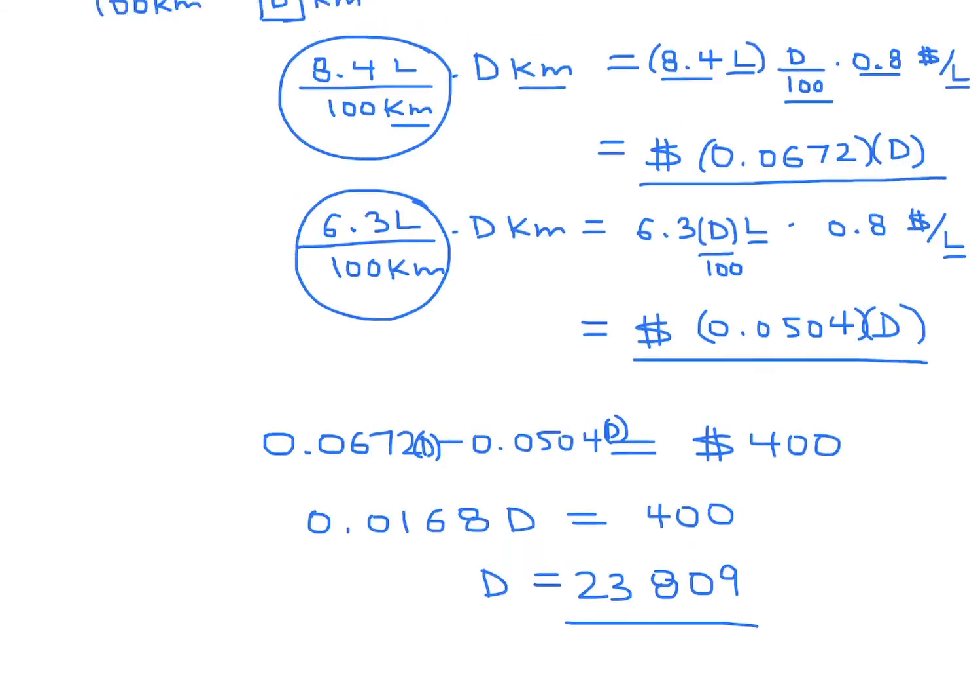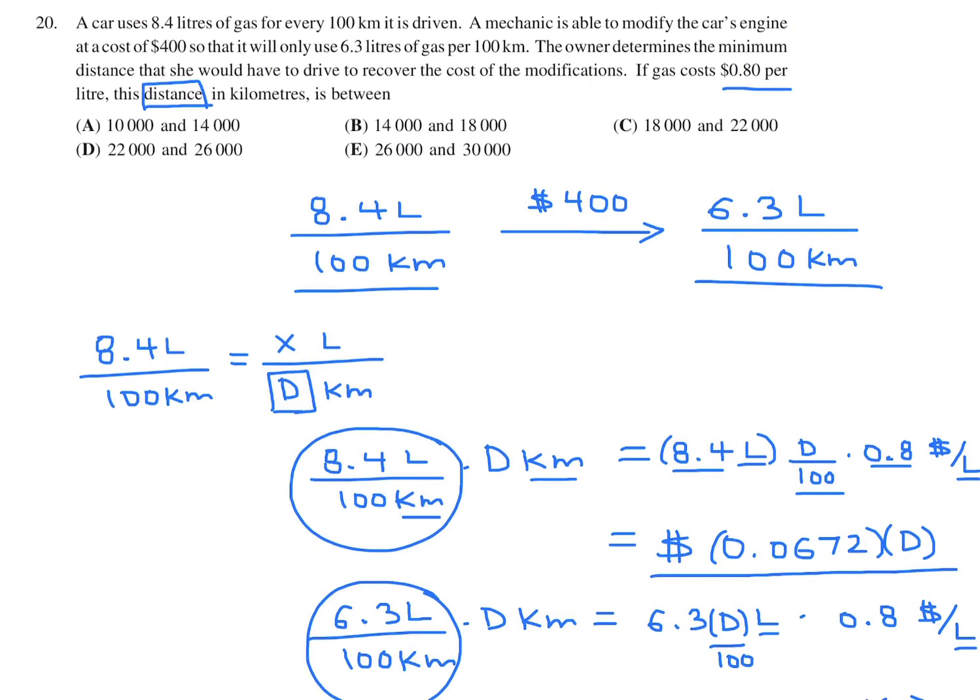So what are they asking? Distance in kilometers is between. So we got 23,809, and that is between this one right here, 22,000 and 26,000. So the answer to number 20 is D.